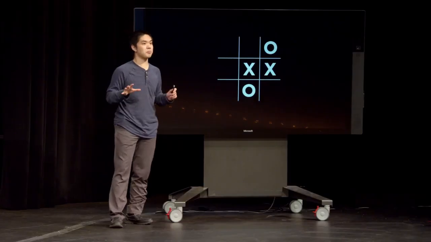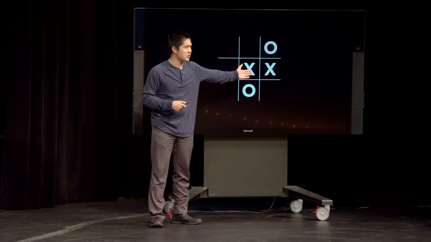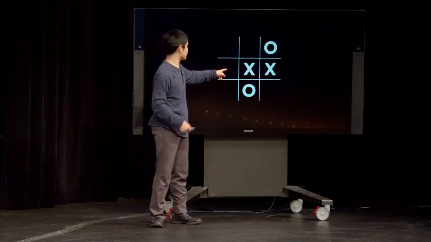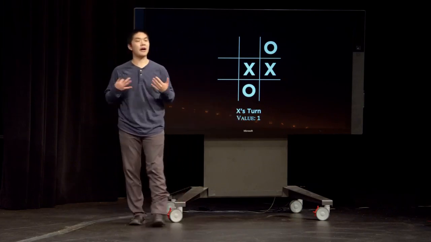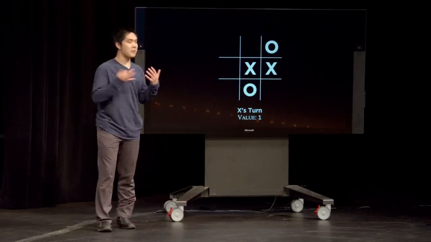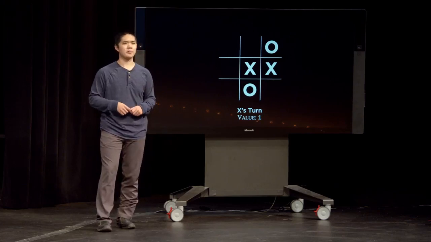In other words, if both players are playing the best possible moves. And in this case, if X is playing the best possible move, well, then X is going to play in this square to get 3 in a row. And so this board also has a value of 1. Because if X plays their best move, ultimately X is going to win the game.